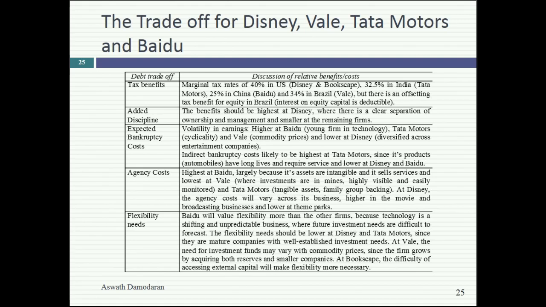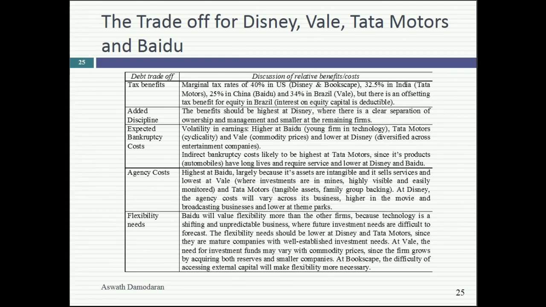And I'm going to use my companies to think about how these trade-offs will play off. So let's start with tax benefits. Across my 5 companies, the highest tax rate companies are Disney and Bookscape because they happen to be US companies. Holding all else constant then, I would expect Disney and Bookscape to borrow a lot more money than the other companies.